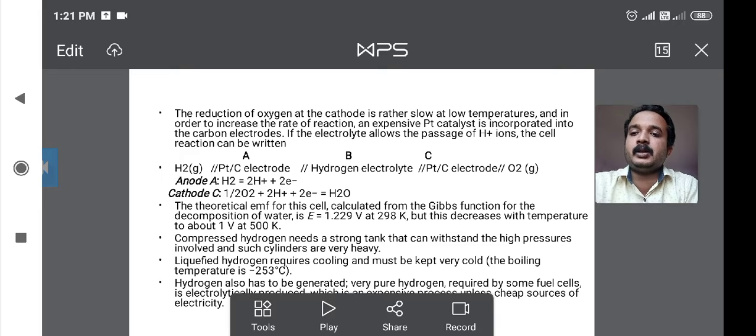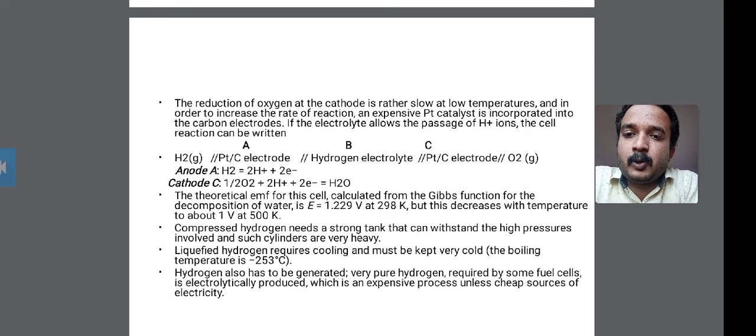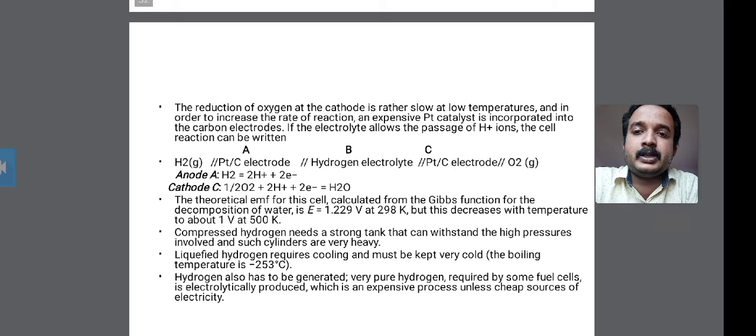The next point is about the reduction of oxygen. Reduction of oxygen at the cathode is rather slow at low temperature, so in order to increase the rate of reaction, the temperature is increased. Why does it increase? Because at low temperature the rate of reaction is low, so raising the temperature increases the rate of reaction.